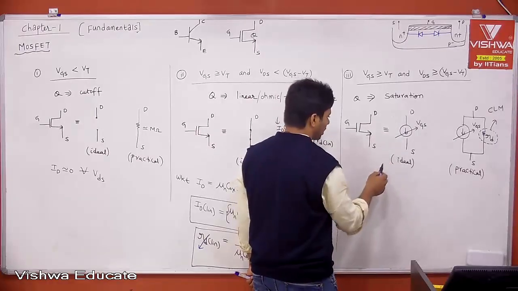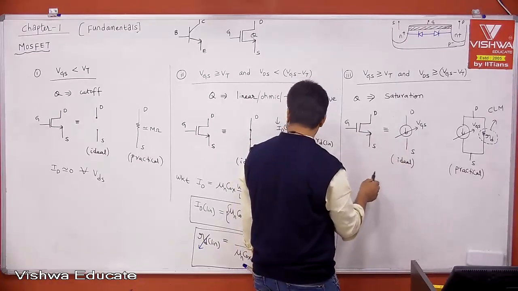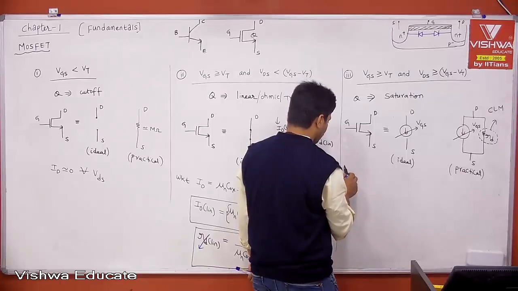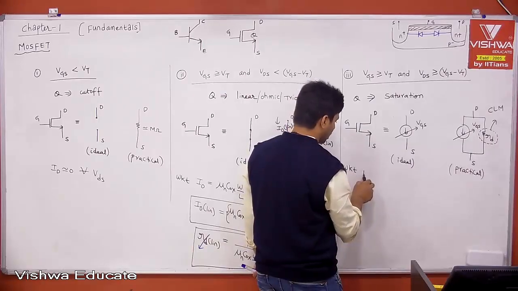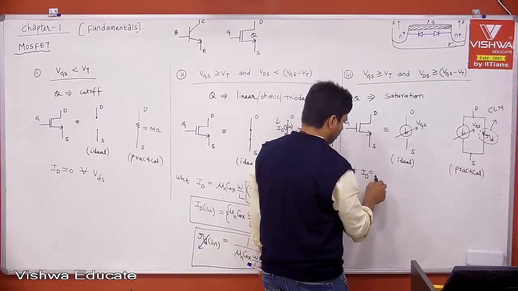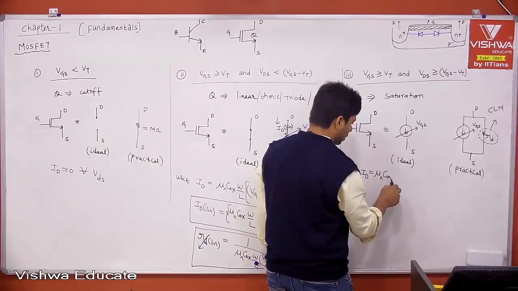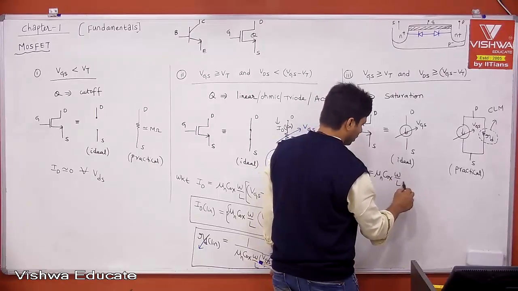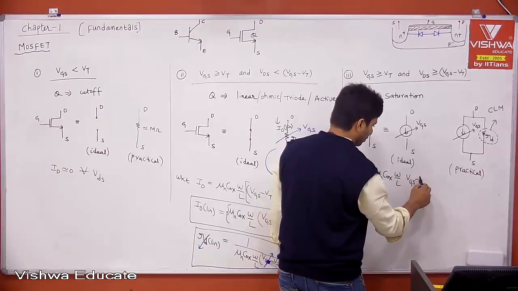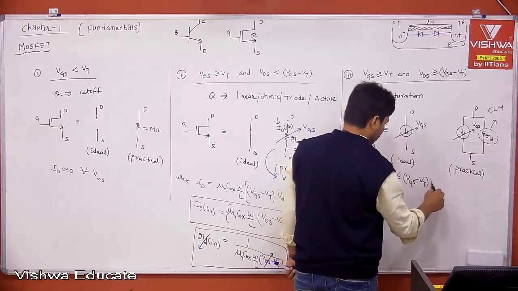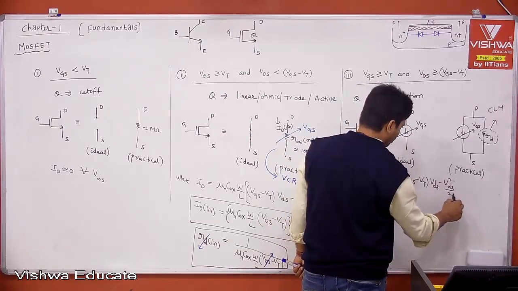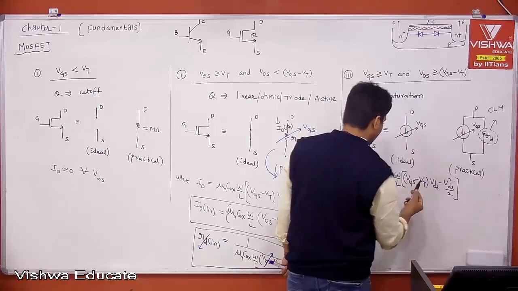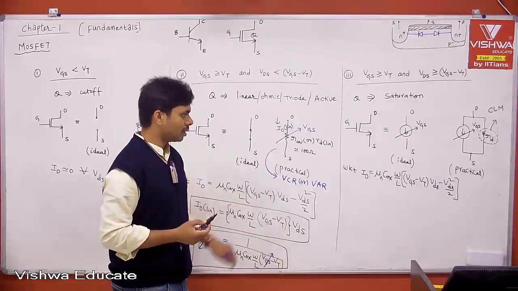Okay, now if you take this ID, ideal model, I'm just giving the equation for ideal model. Therefore, we know that ID is equal to mu n Cox W by L into VGS minus VT into VDS minus VDS square by 2. This is our equation, right?